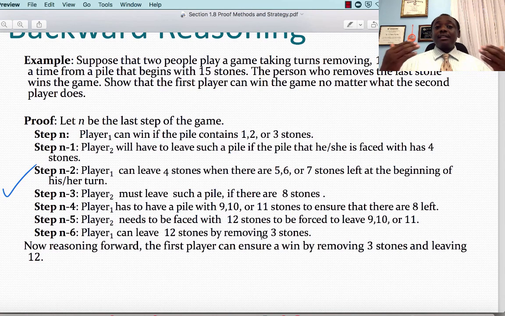Now we look at the proof. If you were to do the write-up, you say the first player can ensure a win by removing 3 stones and leaving 12. And then you go downwards right up to the solution. That is called backward reasoning.